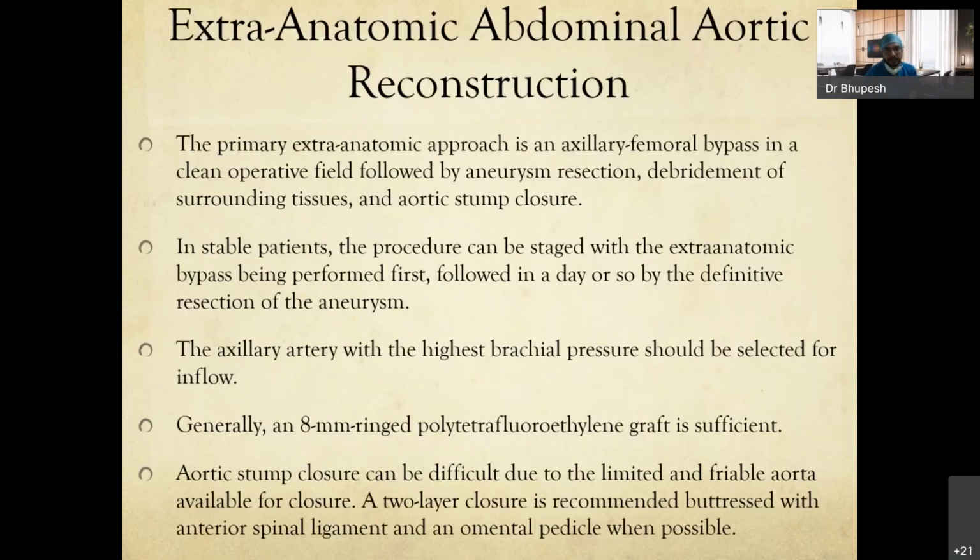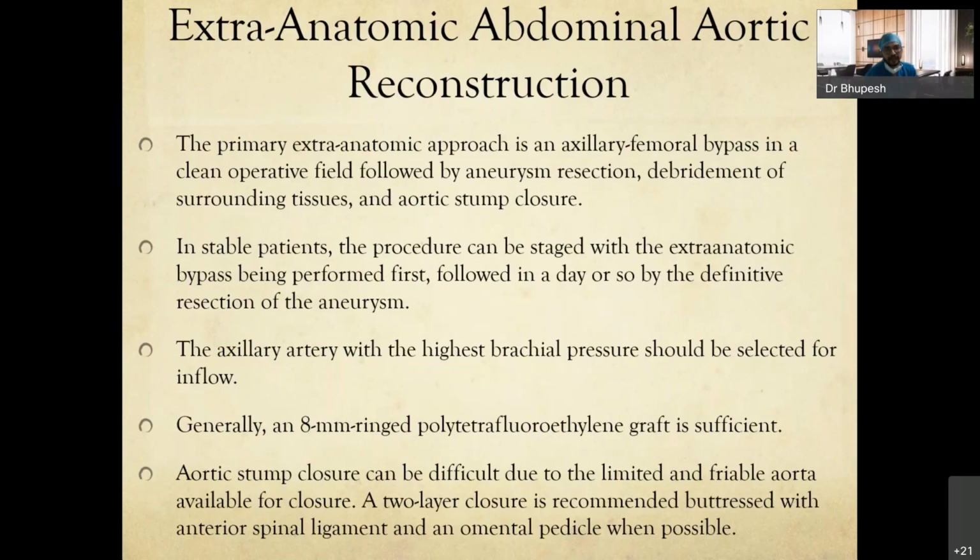So then we come to the extra-anatomical abdominal aortic reconstruction. The primary extra-anatomical approach is an axillary femoral bypass in a clean operative field, followed by aneurysm resection, debridement of the surrounding tissue and aortic stump closure. In stable patients, the procedure can be staged, with the extra-anatomical bypass being performed first, followed in a day or so by definitive resection of the aneurysm.